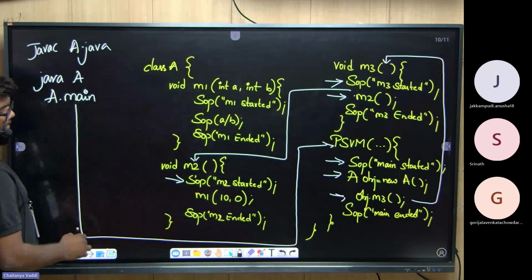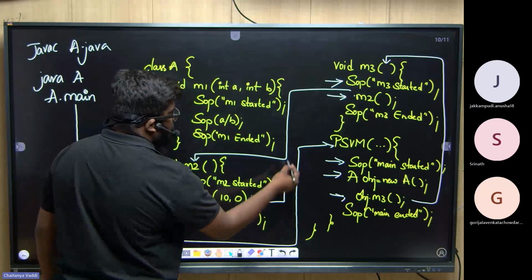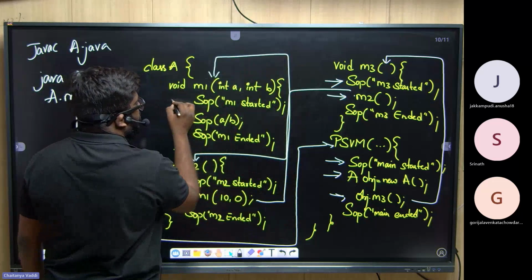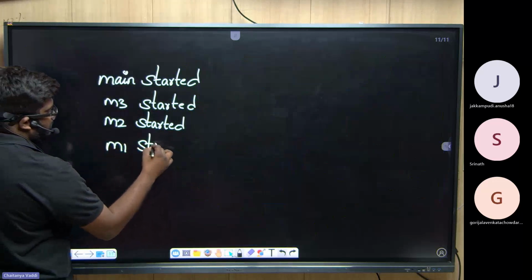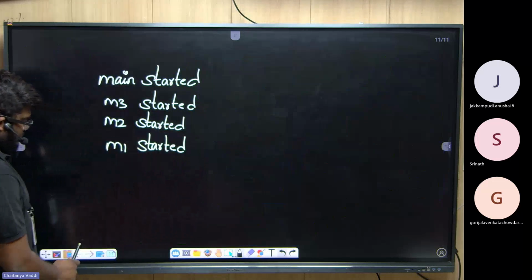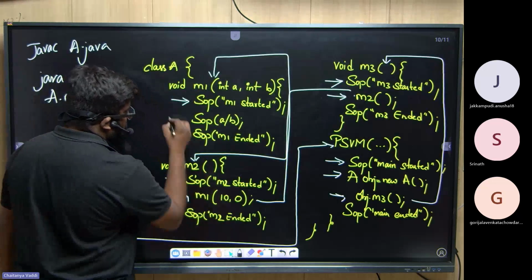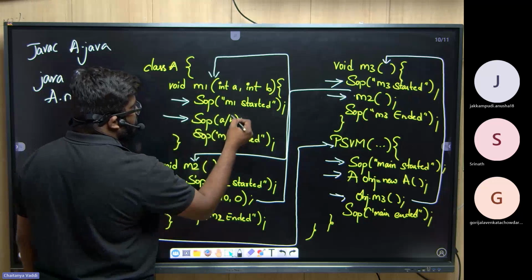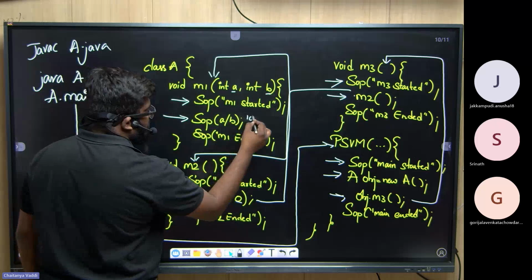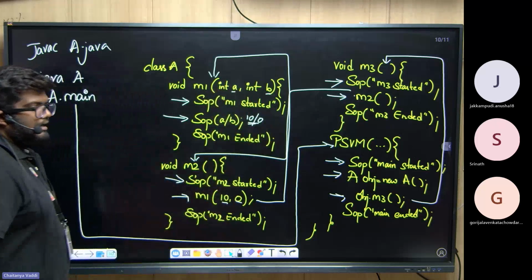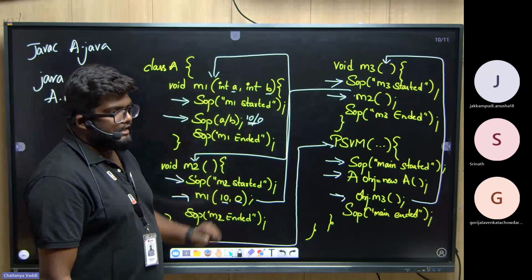Okay. So coming back to this code, it is now going to call which method? M1 of 10, and it is going to print M1 started. Okay. Now the problem arises. What exactly is going to happen? When it executes this statement, SOP A by B, A has 10, B has 0. 10 by 0 means what? It cannot operate that specific program, so it will simply say that it is an arithmetic exception.